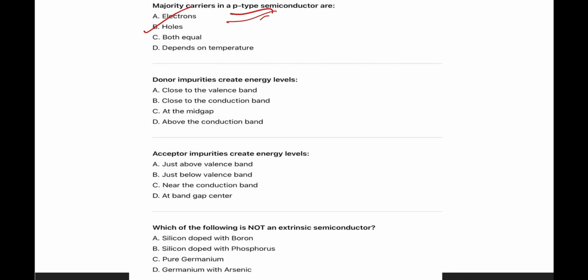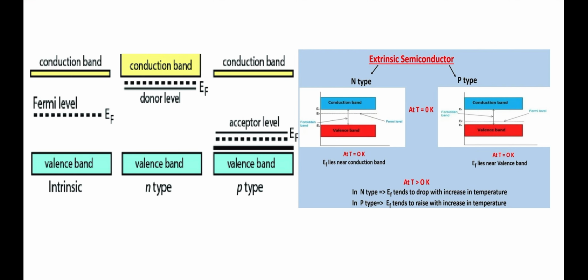Donor impurities create energy levels: option A close to the valence band, option B close to the conduction band, option C at the mid gap, option D above the. See the figure. In this we can see that this is an intrinsic semiconductor. This is the conduction band and this is the valence band.